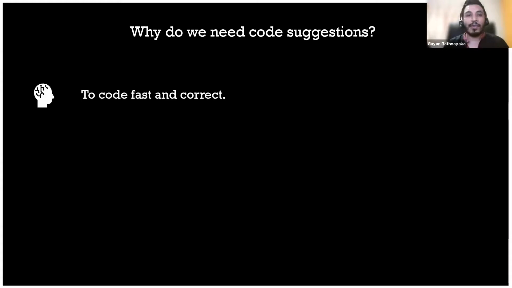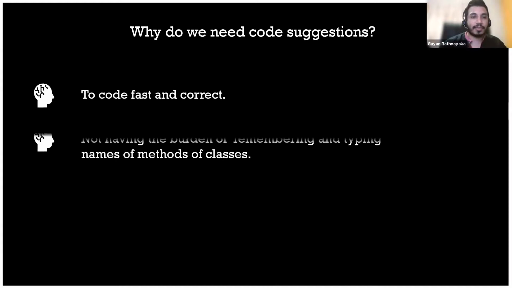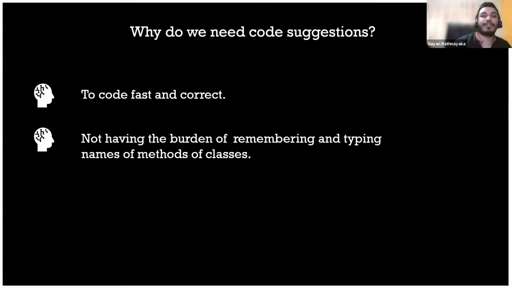If you have code suggestions and code completions, we can code fast and accurately because everything has been tested previously and they give us the correct suggestions. Apart from that, there is no burden of remembering and typing names of methods and classes. I think this is also very important, because if we didn't have suggestions and completions, like I said, we would always have to refer to the documentation.